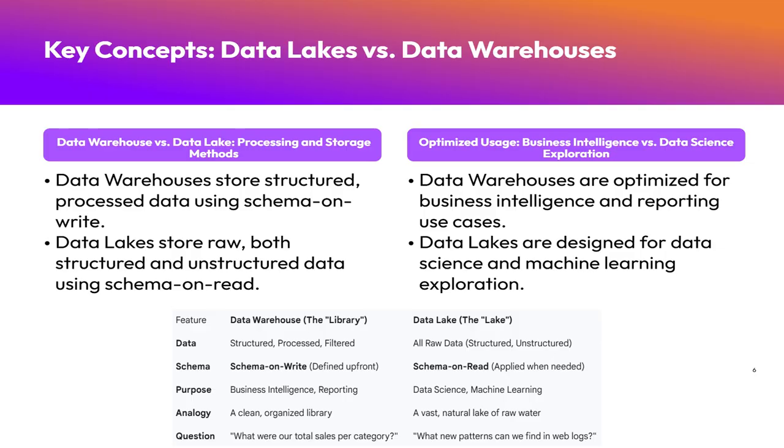So I have added this over here. It provides an analogy: a clean, organized library, and a vast natural lake of raw water. And the typical question while using a data warehouse would be, what were our total sales per category? And for a data lake, what new patterns can we find in the web logs?